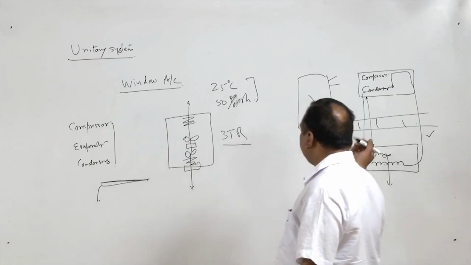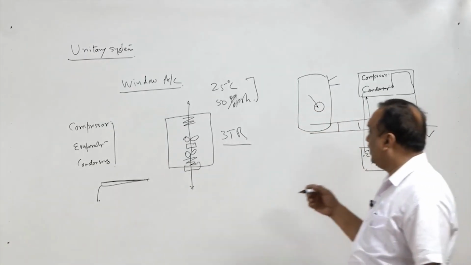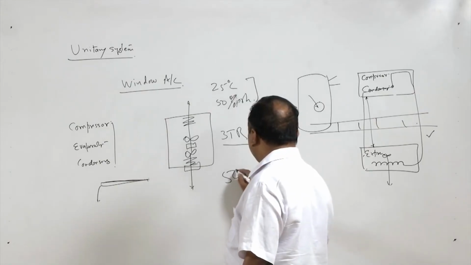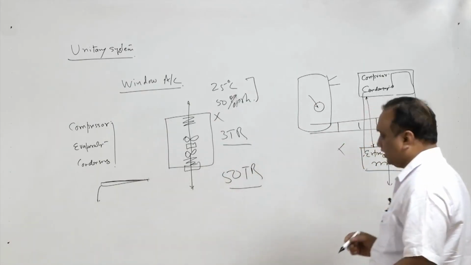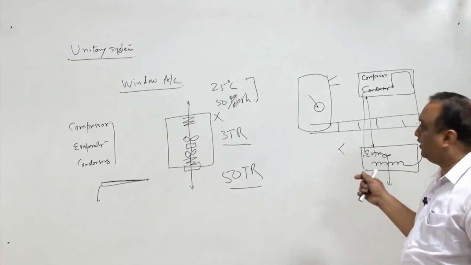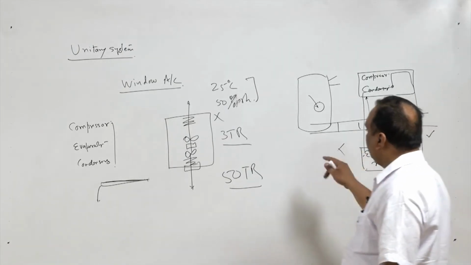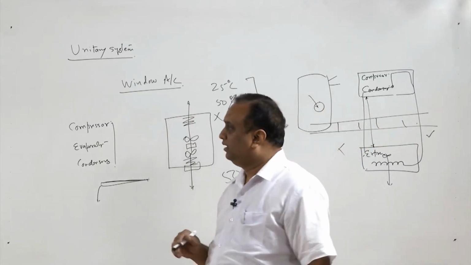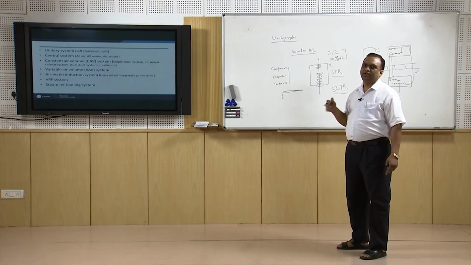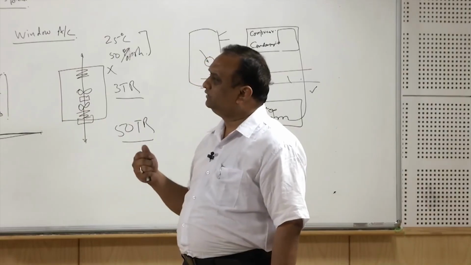Now with these types of split systems we can go for higher capacity, but suppose I want 50 tons of refrigeration. For 50 tons of refrigeration, none of these units will work. A single unit will not work. If you provide multiple units, that is another case, but a single unit will not work for 50 tons of refrigeration.